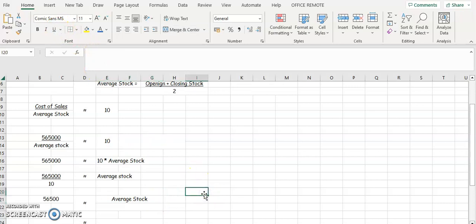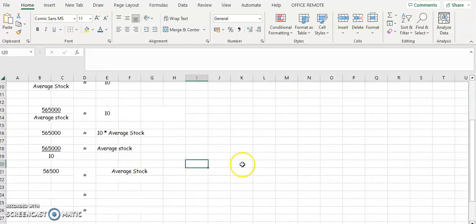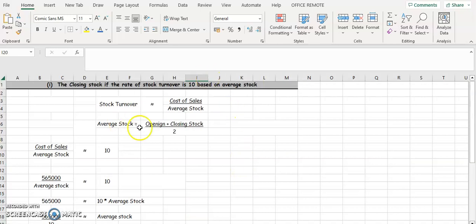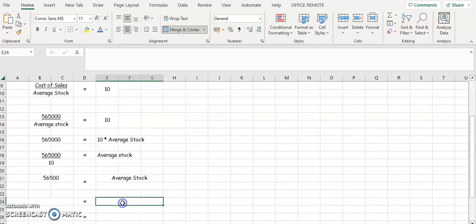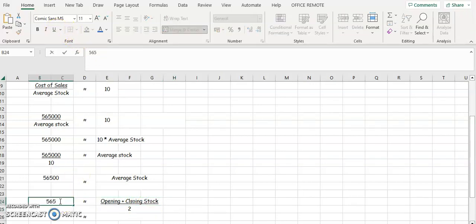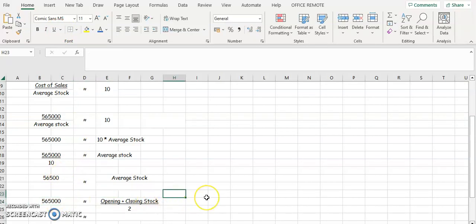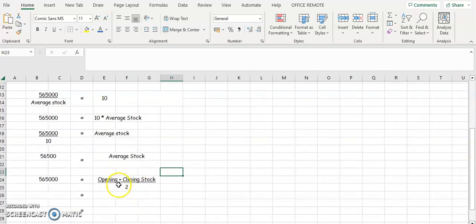So what we can do now is substitute average stock. We know in our formula up here, the second part, this average stock is equal to opening plus closing stock. So instead of calling it average stock down here, we're going to call it opening plus closing stock. And we're going to divide that by 2, because that's what it is in the formula. And all of that is equal to 56,500 up above here. So now we're going to cross multiply to get opening plus closing stock on its own.